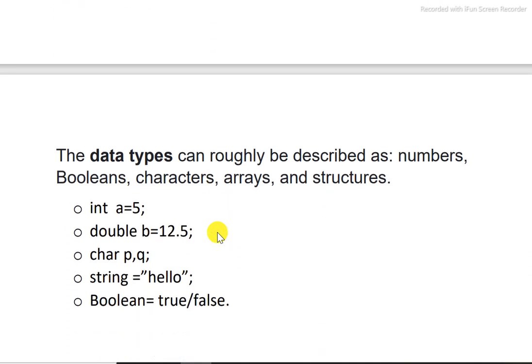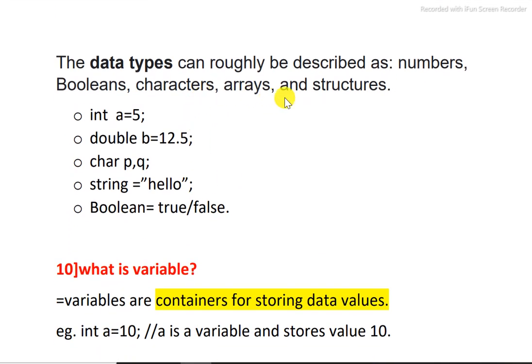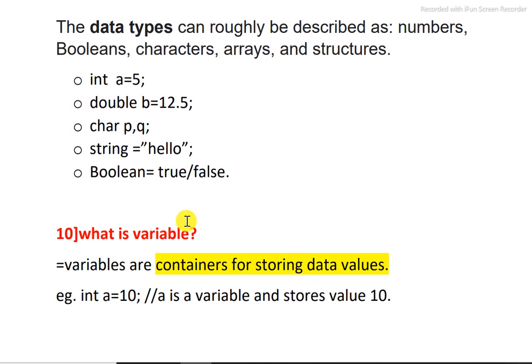Now the data types. Data types can roughly be described as numbers, booleans, characters, arrays and structures. Int a equals 5, this is the integer data type. This is the double data type, character, string. And the character data type has only a single letter. And string, it is a collection of characters. Boolean, it will only define a value true or false.